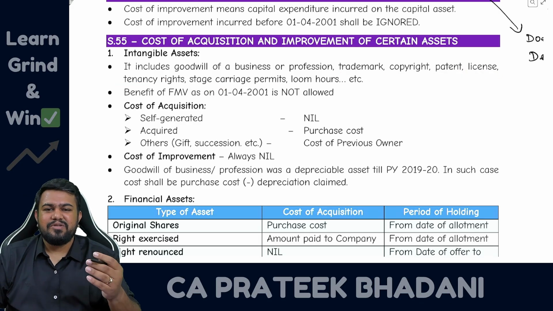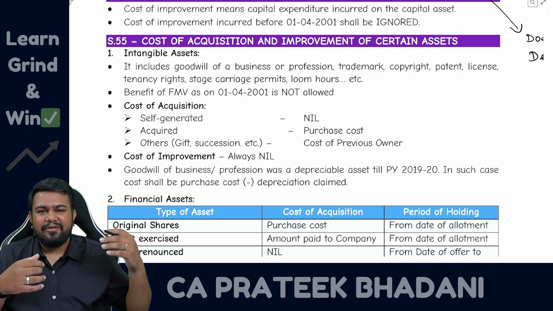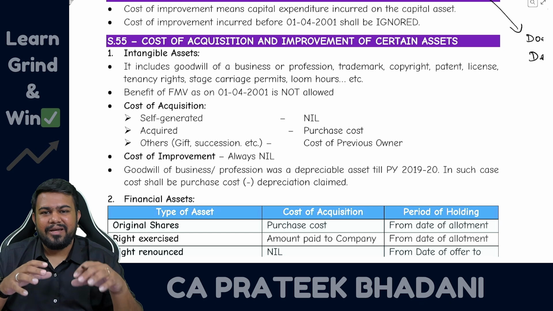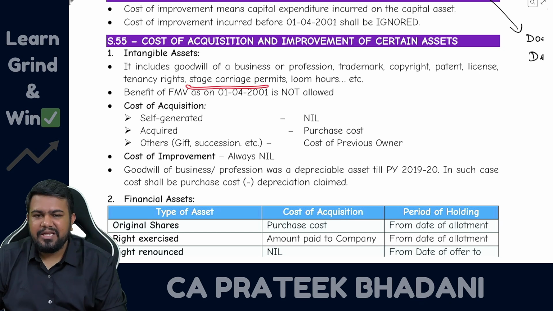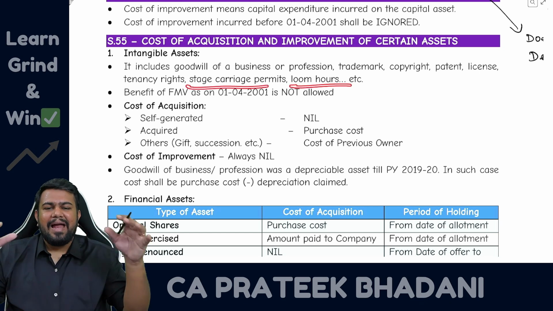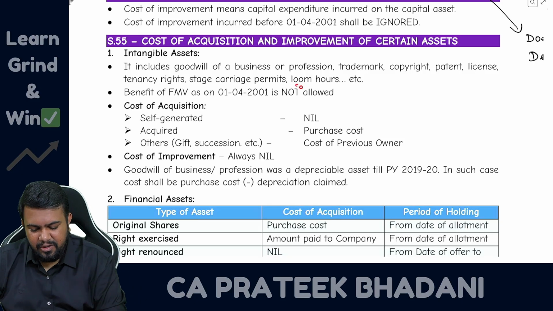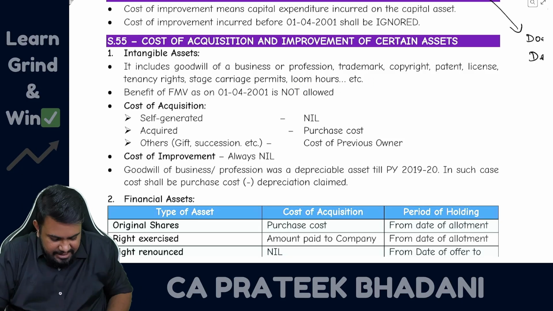So what is a stage carriage permit? The permit will be there, no? For example, if a truck is moving to different states, it will get an all India permit or a state permit. So that is only stage carriage permits. Then loom hours. For handloom, the number of hours will be specified for a particular person. That is only loom hours. So all these are intangible assets.